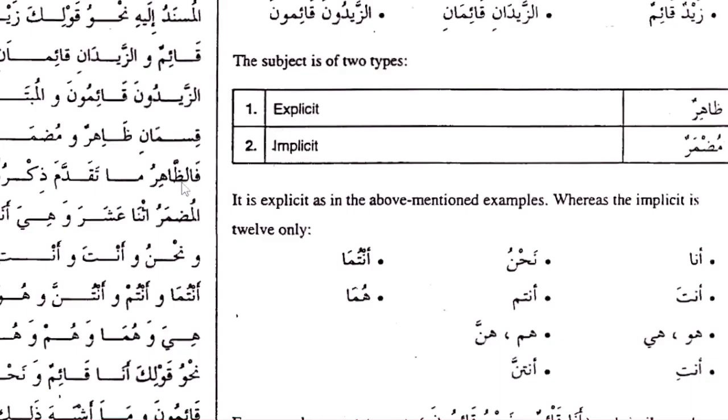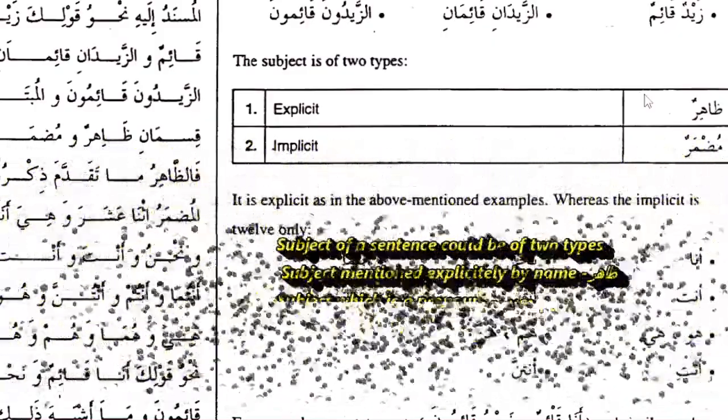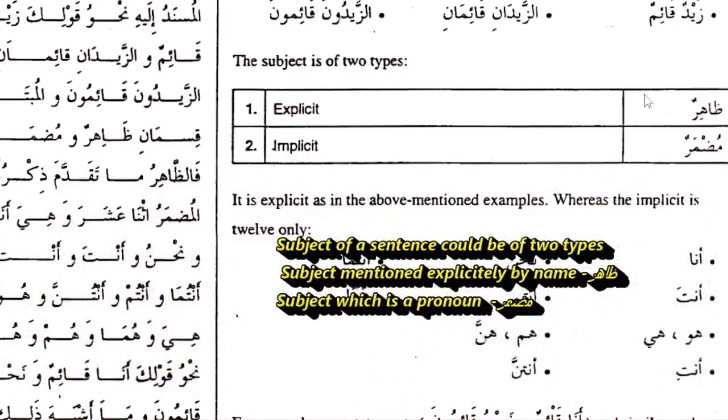Let him explain. فَالظَّاهِرُ مَا تَقَدَّمَ ذِكْرُهُ وَالْمُدْمِرُ إِثْنَا عَشَرَ. So you see the Zohir, if you can remember yesterday, we already saw something like that when we were talking about the fa'il. We said the fa'il could be Zohir or Mudmir. So it's the same thing here. When we say the Mubtada is Zohir, it means the name is mentioned explicitly. When we say Mudmir, it means it is represented by a pronoun.